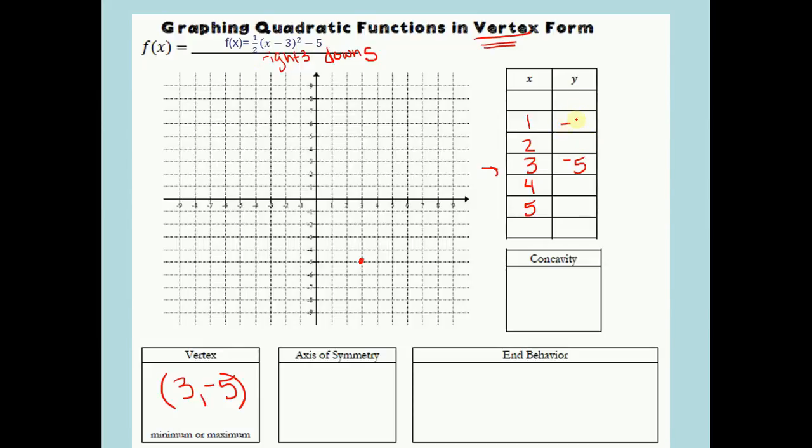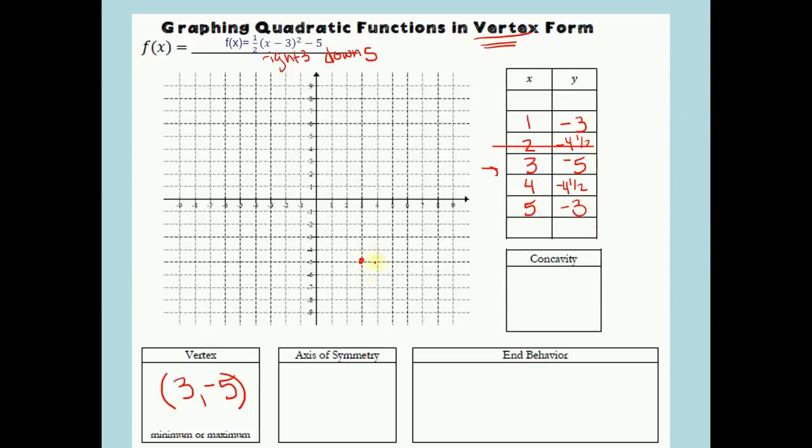That's negative 3. So let's plug in a 2. So 2 minus 3, that's negative 1. Negative 1 squared is 1 times 1/2 is 1/2. Minus 5, that's negative 4.5, right? Now, I do know this is a parabola, so I do know that this is going to mirror like that.